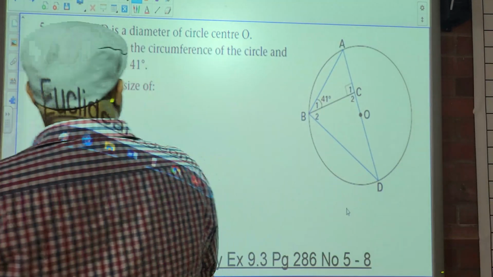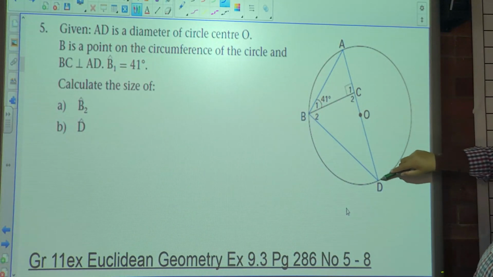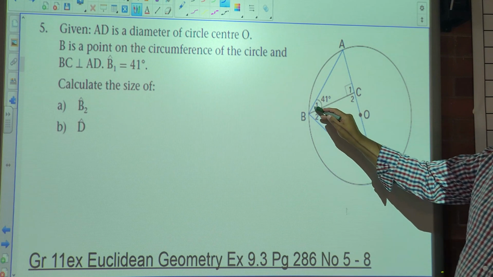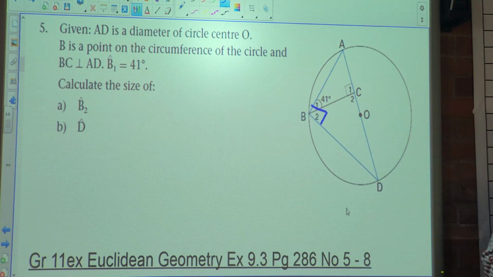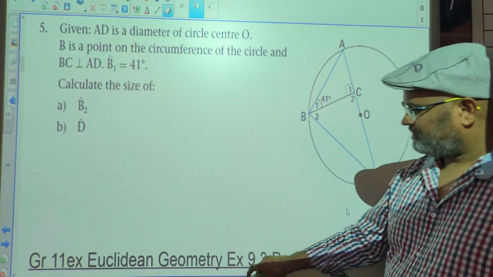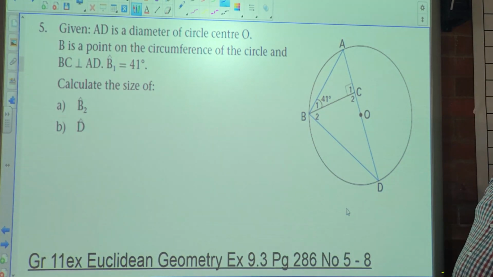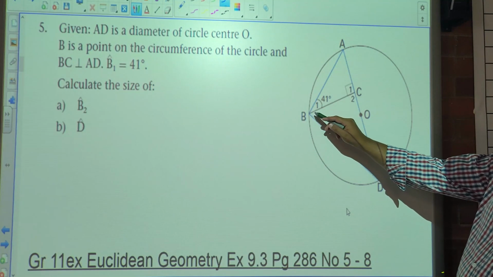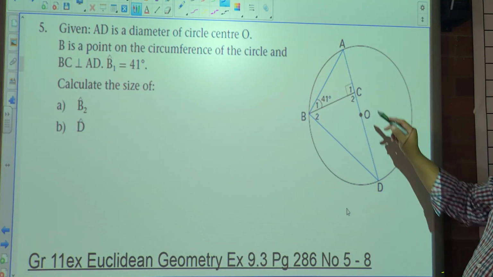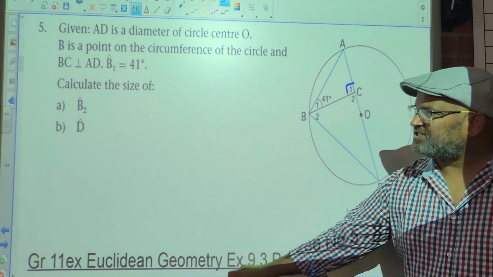So we are given that AD is the diameter of the circle center O. People, if AD is your diameter, what do we know? We know that angle B is 90 degrees. Not so? Why? Angle in semicircle. Then we are told that B is a point on the circumference of the circle and BC is perpendicular to AD. So there's your 90 degrees. B1 is 41 degrees. The question says work out B2.